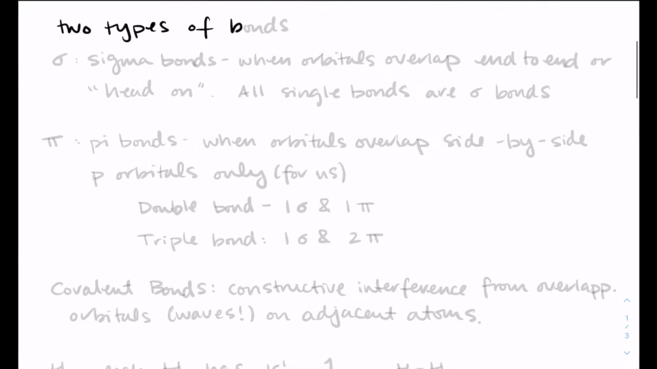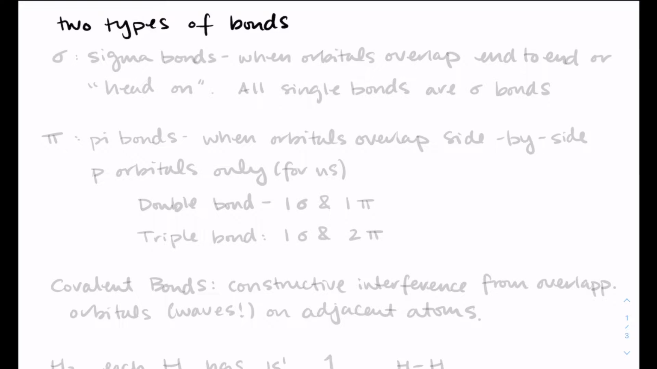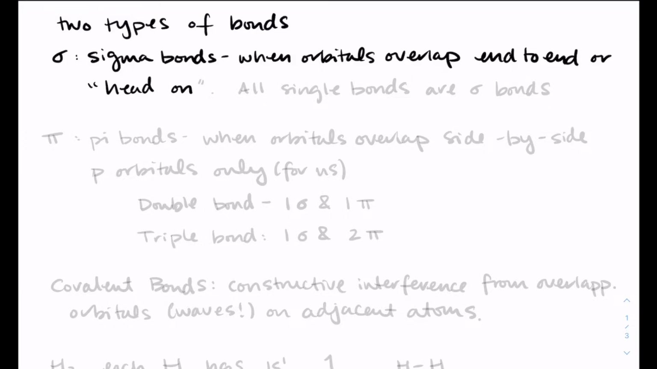A sigma bond is when orbitals overlap end-to-end or head-on. So the orbitals have to point at each other, and the lobes that are pointing at each other overlap, and they have the same phase, so they have constructive interference from the wave function. All single bonds are sigma bonds.